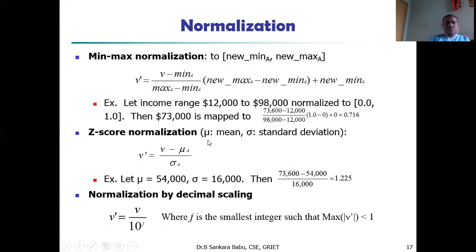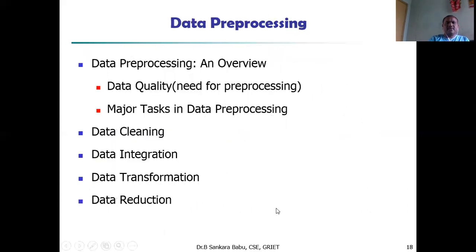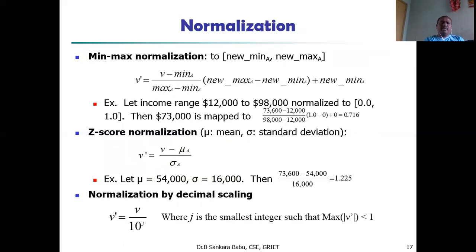In the same way, for Z-score normalization, we apply the formula with mu equal to 54,000 and sigma equal to 16,000. Then the normalized value equals 1.225. Normalization by decimal scaling also we have to apply, in the same way, using the normalization techniques. Okay, this is about data normalization. Thank you.